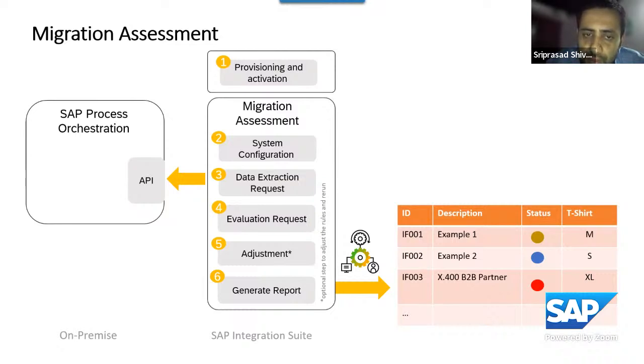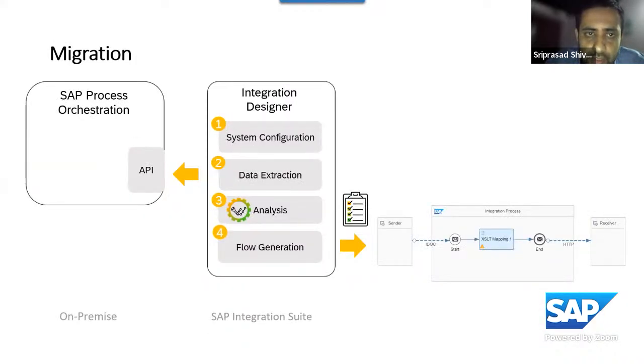So once the evaluation request is completed, the report will be generated. The report contains all these details. It will be available in both Excel and PDF versions. Okay. I'll also showcase that tool. This gives a high level assessment, and this is how the second part, the migration, will look.